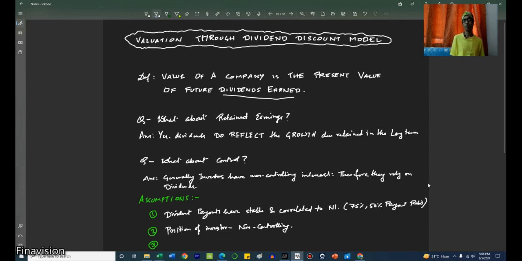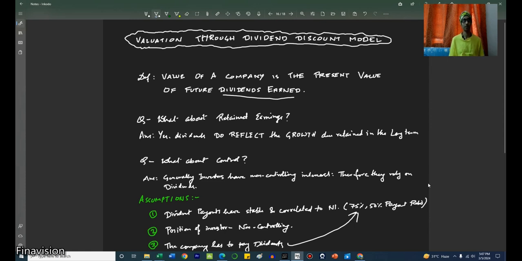The third and the most obvious point is the company has to pay dividends. Like we said, the payout ratio has to be measurable and preferably substantial so that there is enough record to analyze.